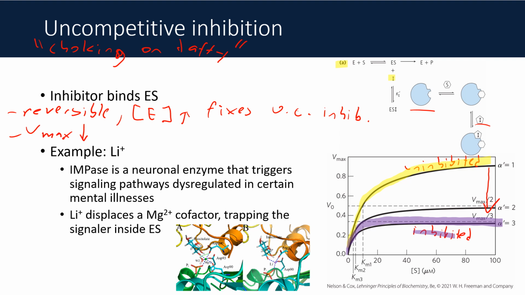This is the Km of the uninhibited curve. It looks like it's around 10 micromolar. What about the Km of the inhibited one? That's over there. That looks like it's closer to 3 micromolar. Km has also gone down.